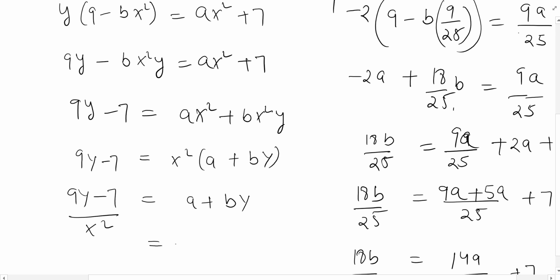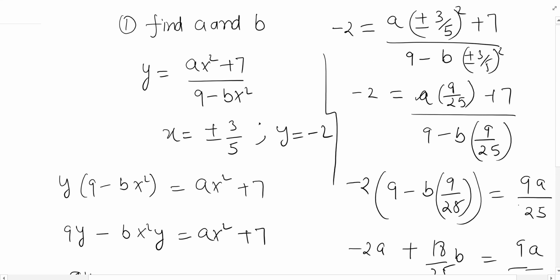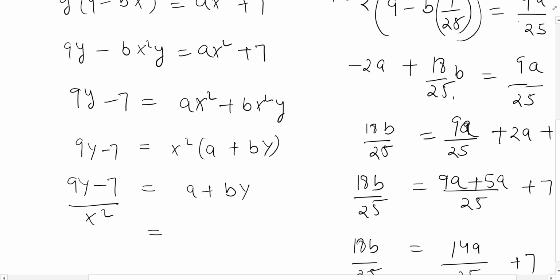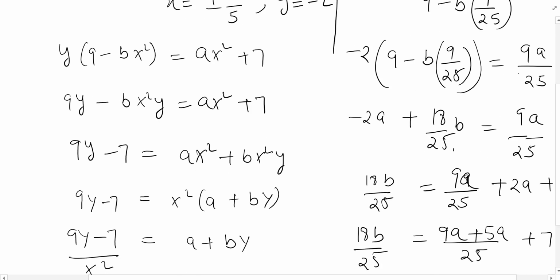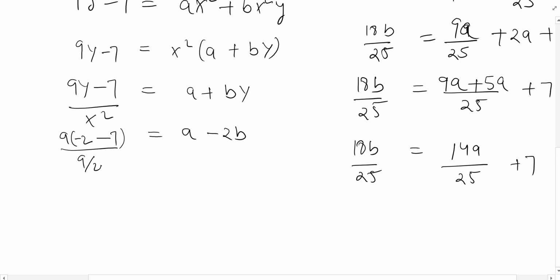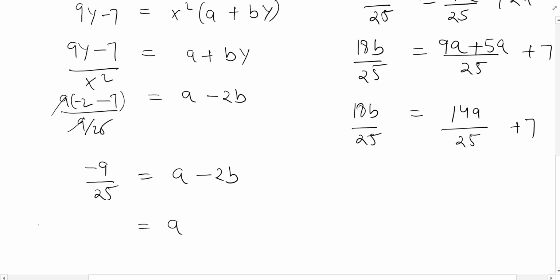So a plus by, we don't have the a, but we have the x and y, right? A minus 2b, the y value is minus 2, and you do minus 2 minus 7, and square root of x is going to be 9 over 25. So 9 cancels by 9. Top is negative 9 over 25 equals a minus 2b. Now, a in terms of b we can write down. So a is going to look like 2b minus 9 over 25.